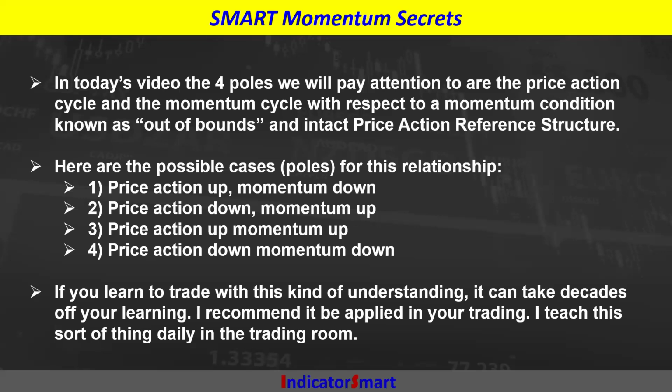And just doing this in general for whatever it is that you're working on could be useful for you, but today we're doing this with price action and momentum. So price action up, intact structure up, momentum down. Price action down, momentum up. Price action up, momentum up. Price action down, momentum down. So you've got up and down for price action, and up and down for momentum, and all those different combinations. 4 different poles or relationships that are going on there.